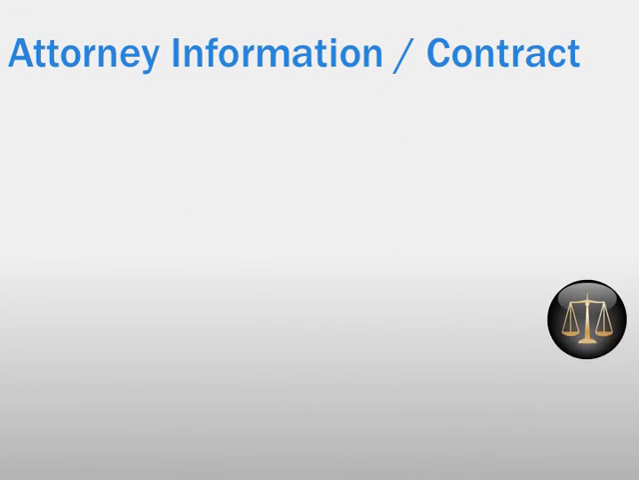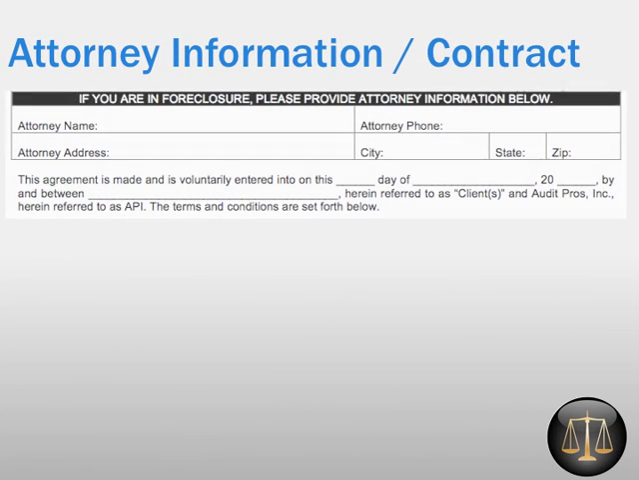The attorney information and the contract. Attorney information is their name, phone number, address, city, state, and zip. Right below that is a section that so many people miss. So let's go over this. You'll see it on your screen here, where it says the day and what month.